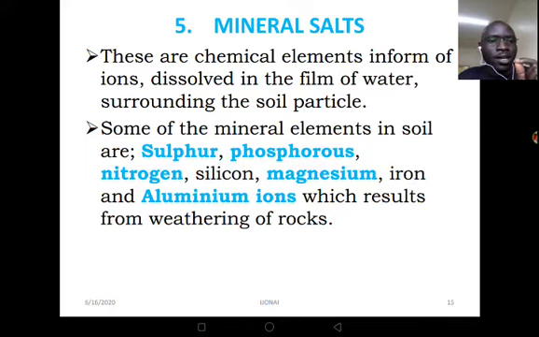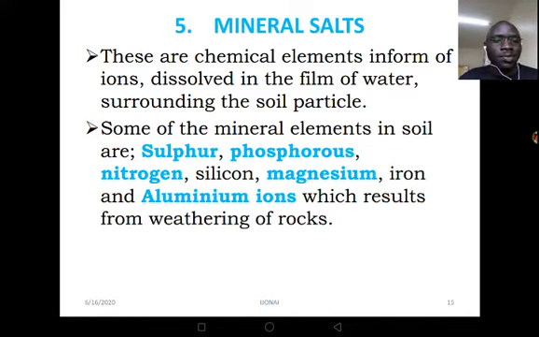So members, we looked at water, soil water. I hope you now know where it comes from. And I know now you can describe an experiment to determine the percentage of water in the soil. That is my assignment for you. Make sure you know how to describe that experiment.